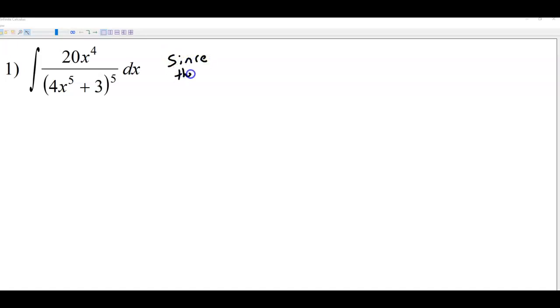the denominator's power is 1 more than the numerator's power, now let me show you what I mean. The denominator's power is 1 more than the numerator's power. We are going to do U substitution.